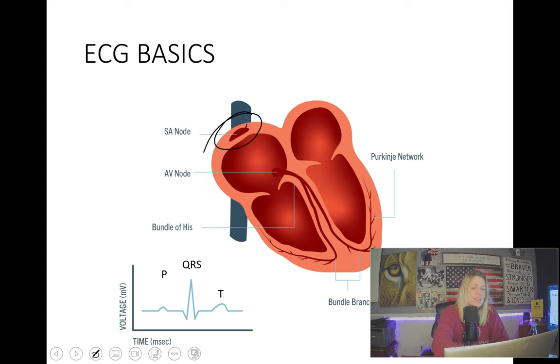And the sinus node is a bundle of cells at the top of the heart. It's the SA node, sinoatrial node, sinus node, whatever you want to call it. It's that bundle of cells at the top of the heart, and these cells have the ability to fire spontaneously, and they're considered the pacemaker of the heart. They set the pace of the heart.